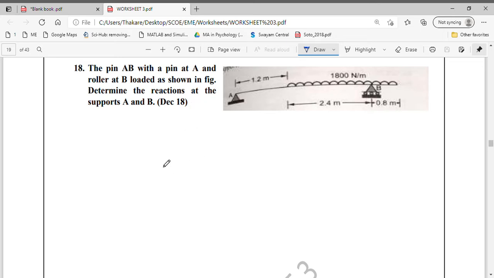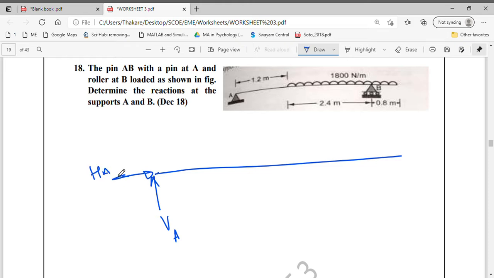So the first step is to draw the free body diagram. At joint A you have a hinge support. At a hinge support there are two reactions developed: one vertical reaction at A and one horizontal reaction at A. Support B is a roller, so there will be only a vertical reaction developed at B.